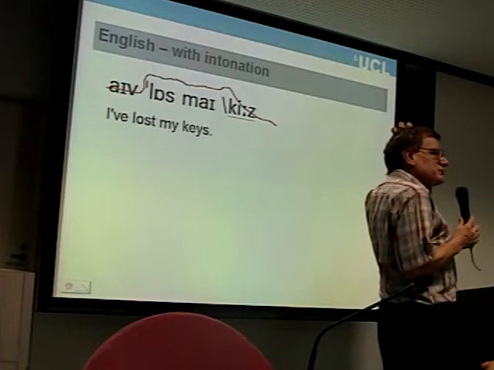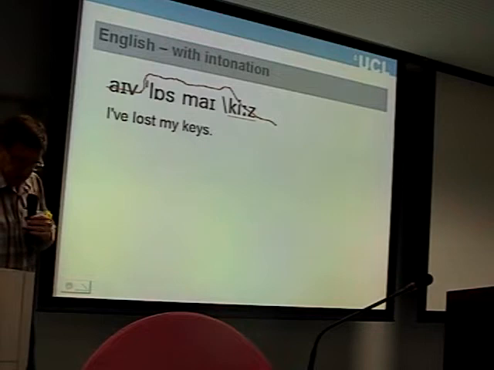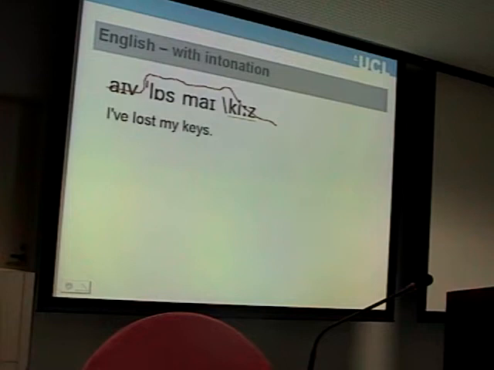You're always losing your keys. Even if your phonetic symbols are a bit rusty, you can work out the intonation pattern and draw a curve showing me the pitch.